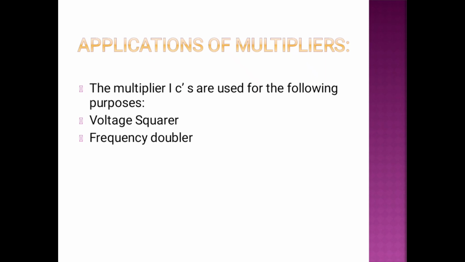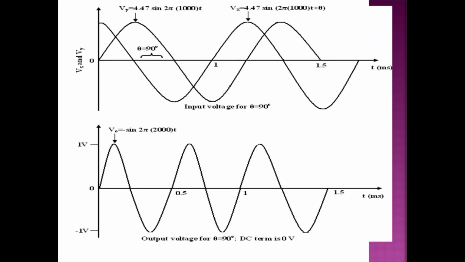The applications of multipliers. The multiplier ICs are used for the following purposes: voltage squarer and frequency doubler. So this is the circuit diagram for the voltage squarer and the frequency doubler.